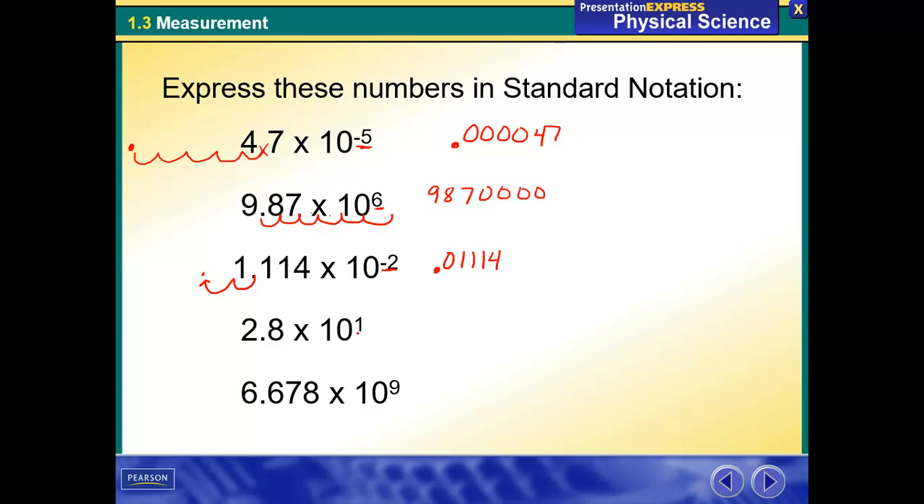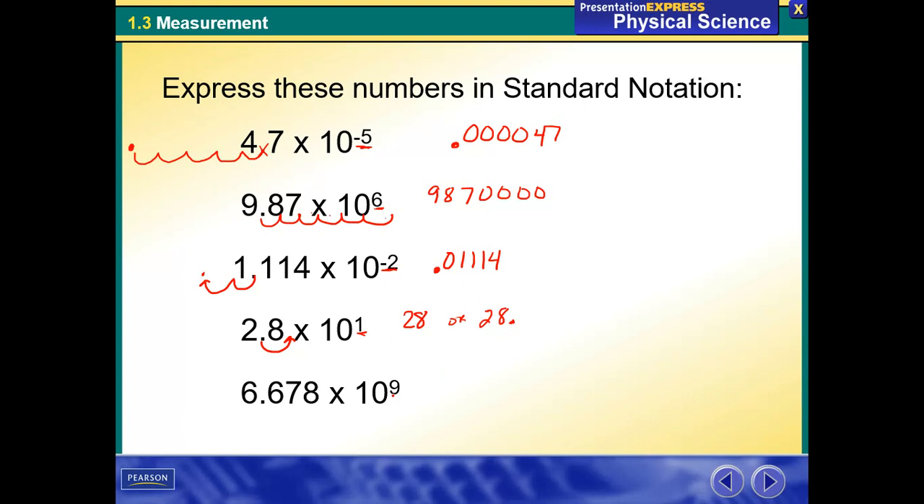Here, we have a positive 1, which means we want this number to get bigger, so we're going to move our decimal once to the right. So this is 28. If you want to write 28 point, that is fine as well, to show that your decimal moved over 1 spot.